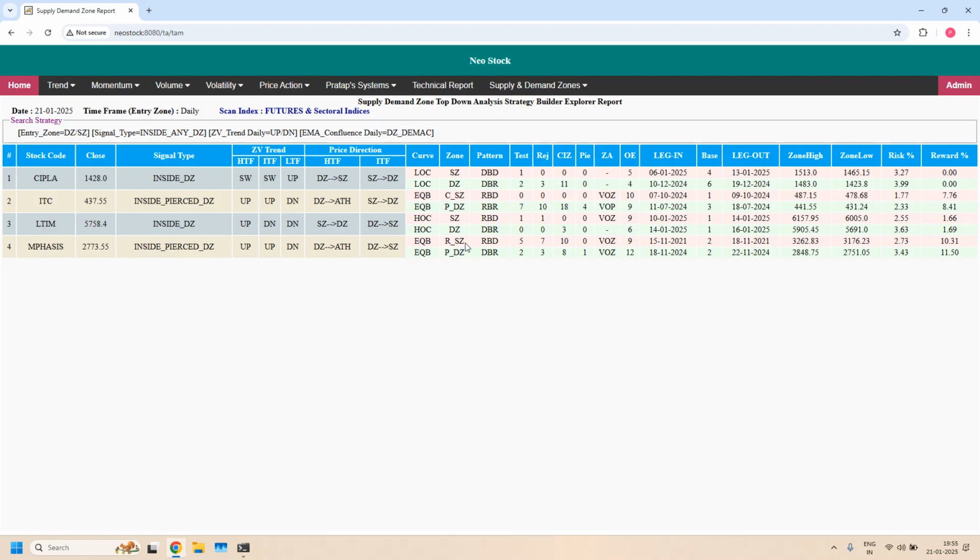So these 4 daily demand zones are having daily EMA confluence, and a couple of these zones, again, are pierced zones. You can apply the pierced zone strategy on those concepts. These are the stocks closed inside the demand zone having daily EMA confluence.